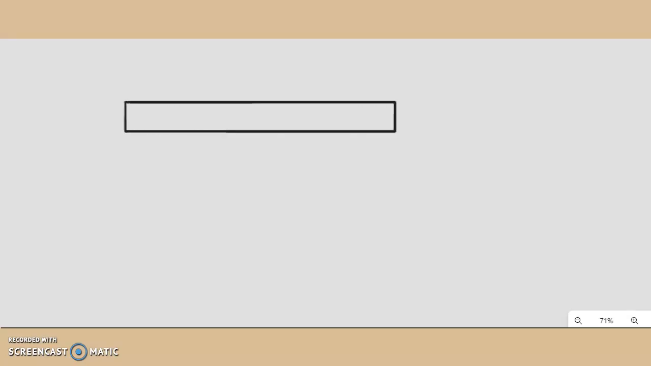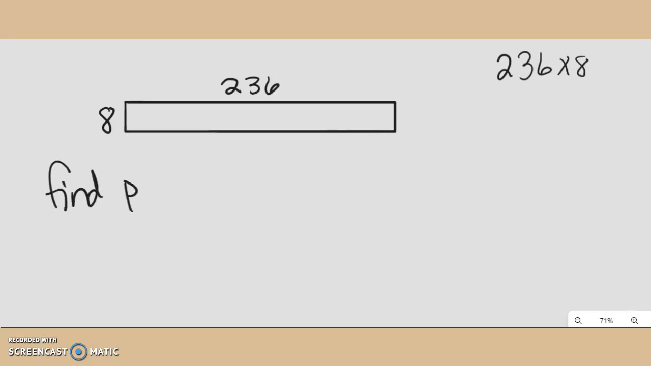We're going to be looking at finding the perimeter of a rectangle. Say you have a 3-digit number by a 1-digit number. So you have the problem 236 times 8. You have it labeled 236, and you have 8 over here, and that is your rectangle. And now you have to find the perimeter.